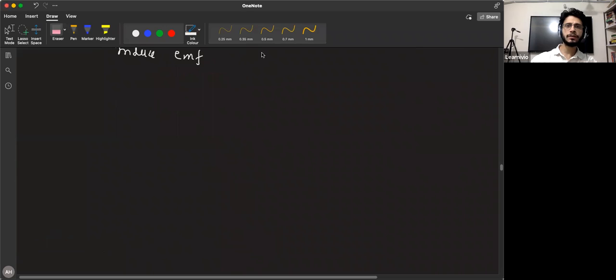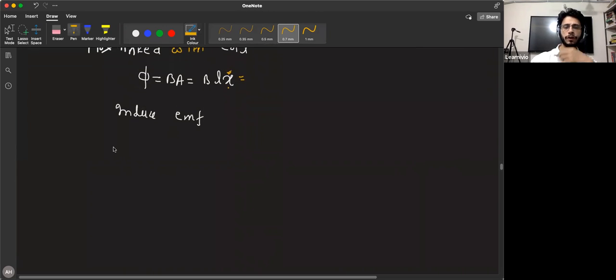So we can easily calculate induced EMF now. Induced EMF is minus of d phi over dt. So it's minus of d over dt of BLx. So what are constant in this equation? B is a constant, so you can take this constant out of this derivative. L is a constant. You can take this L outside the derivative. So we have minus of BL dx over dt.